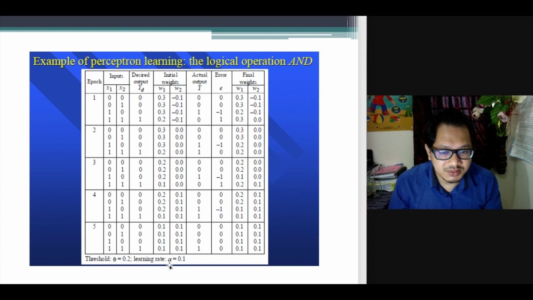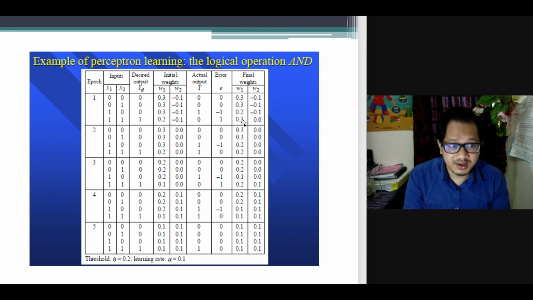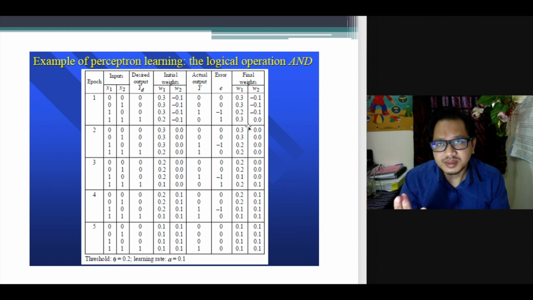Learning rate ni maksudnya bila dia nak berubah dia punya weight tu, dia akan menggunakan 0.1. Learning dia macam mana? Weight ni macam 0.3. Okay, bila dia nak modify, contohnya kita akan modifykan nanti bila dia ada error. Okay, that means dia akan guna 0.1. Dia akan tolak 0.1 or plus 0.1. Okay, just guna 0.1 punya learning rate.